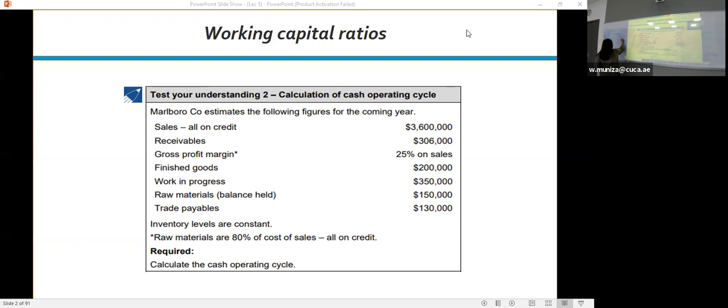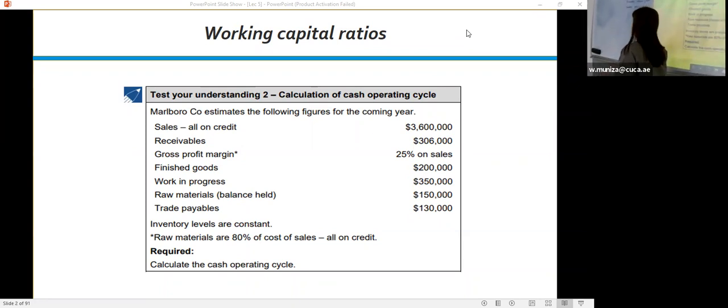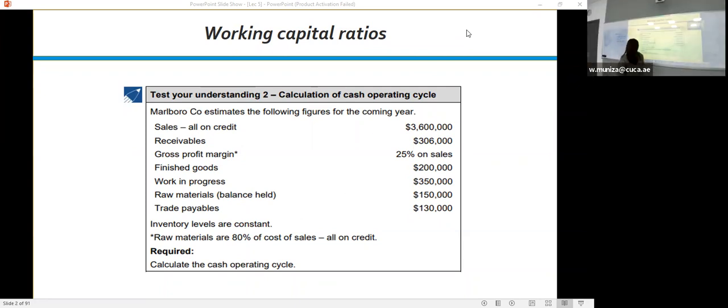If we have different kinds of inventory, say for example raw material, work in progress and finished goods, we are going to calculate the inventory holding period for each of them separately. And we are going to add all of these, and we are going to deduct the payables payment period in order to calculate the cash operating cycle.